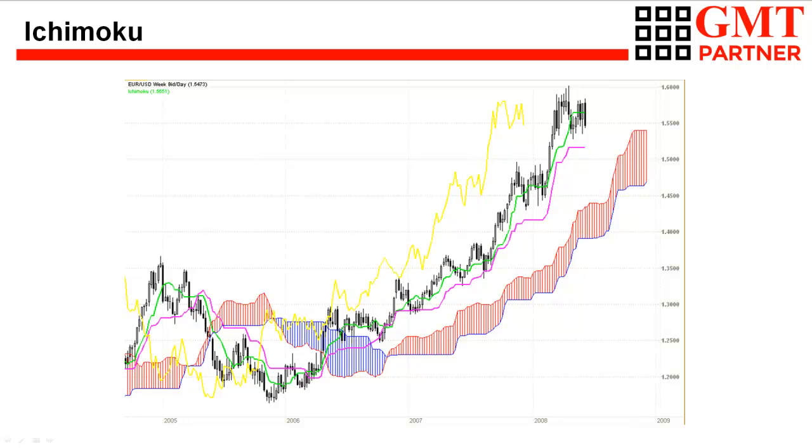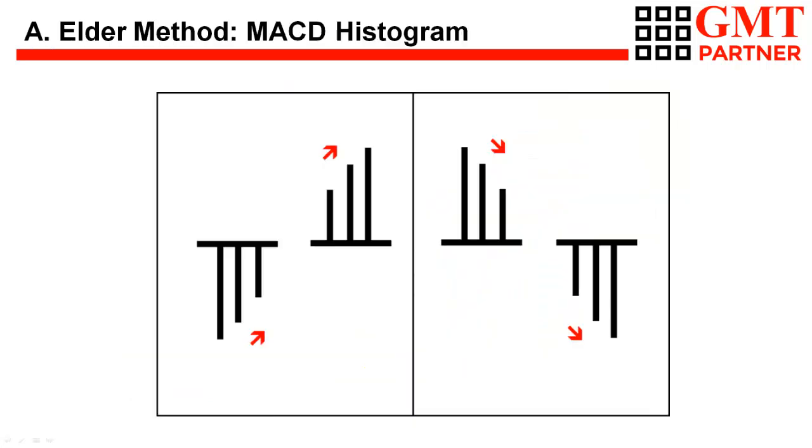What method does Dr. Elder use in his strategy? In the original version of his strategy, Alexander Elder used another popular technical indicator, called MACD. How did he do that? Take a look at the slide. The direction of the trend is determined by the length of each two bars in the histogram.